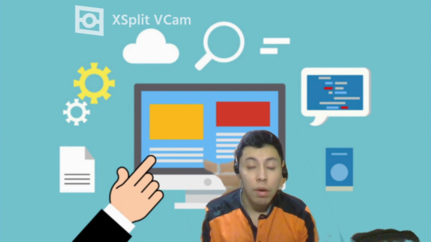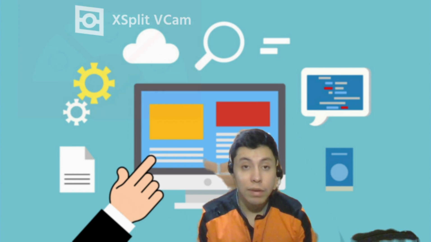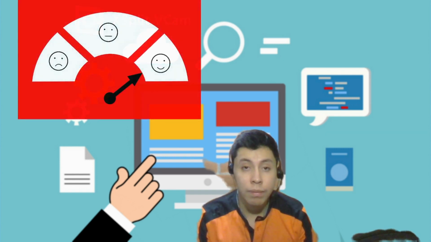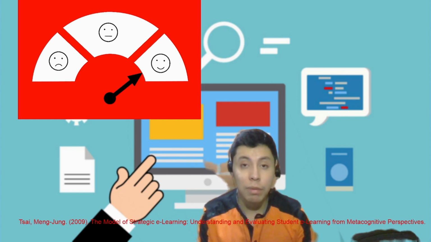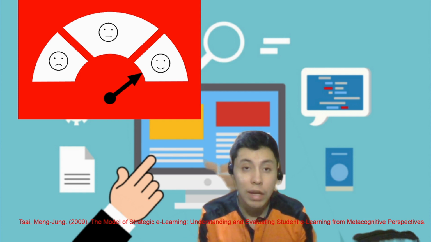Today I'm going to talk about the assessment strategies to learning in an online learning model. According to Tesla, through an instrument called OLSS, the Online Learning Strategies Scale, a method that allows the evaluation of the learning strategy can be objectively achieved.